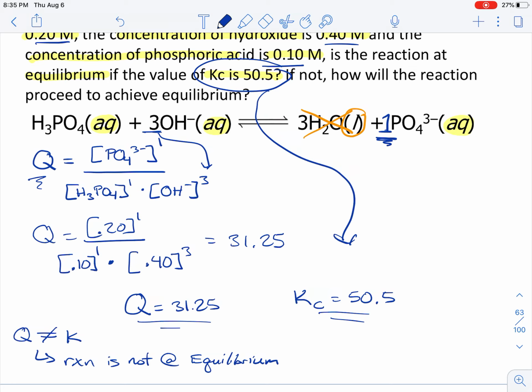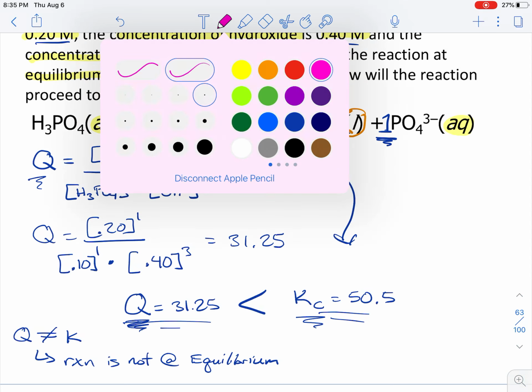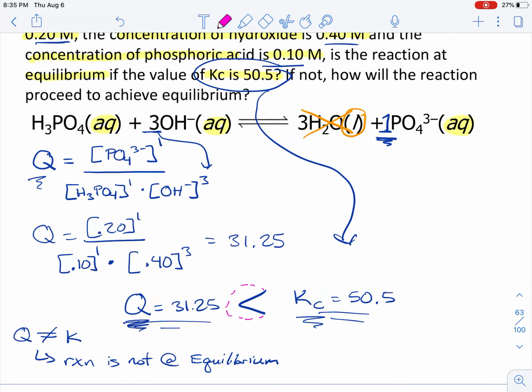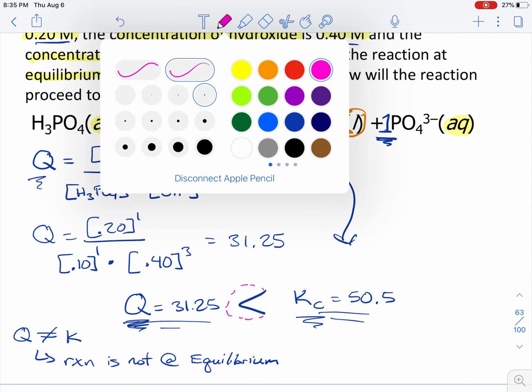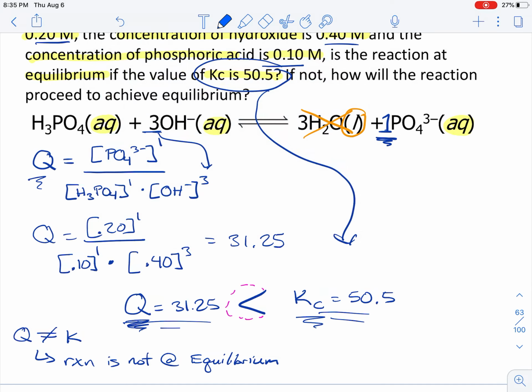To address the second question, how will the reaction proceed to achieve equilibrium? Well, all we have to do is just compare these numbers. 31.25 is less than 50.5. Notice how Q is written first. So make sure Q is always on the left-hand side, K is always on the right-hand side. If we take this inequality as the mouth of our invisible Pac-Man, the Pac-Man is going to move in the direction of where the mouth is pointing.